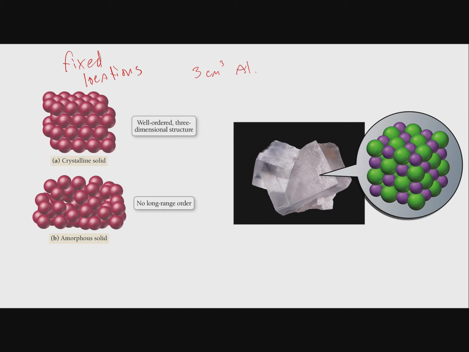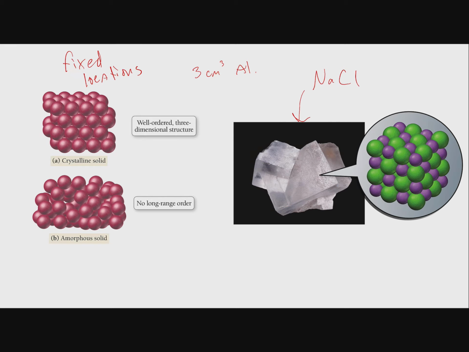So an example of a crystalline solid would be a diamond or sodium chloride, NaCl, table salt, even sugar, right? Rock candy, for example, or granulated sugar. These are little cubes, little crystals. So these are examples of crystalline. Now, an amorphous solid would include glass. It would include rubber. It would include plastic.